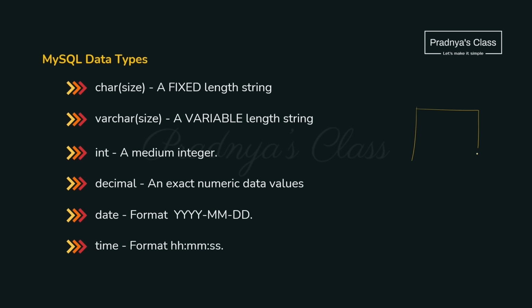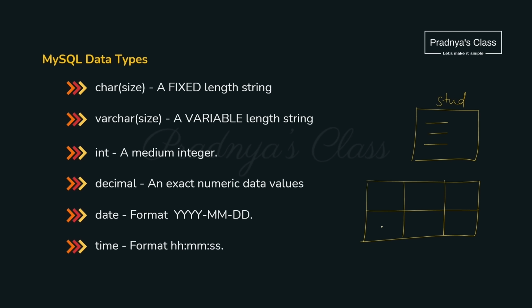Alright then, database got created. Now it's time to create a table. For creating the table, first we should know what are the data types available in MySQL to be applied on the column. Because while storing the data, we should know what type of data we are going to store in that column. For storing string type, there are two types of data, char and varchar. For integer value, we can use integer. For decimal, we have decimal. For date, we have date data type.